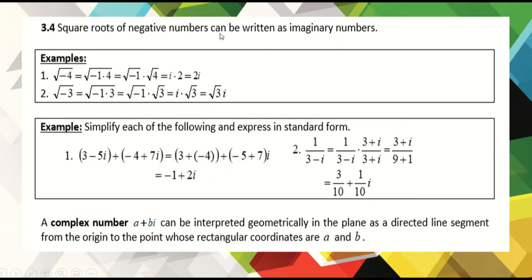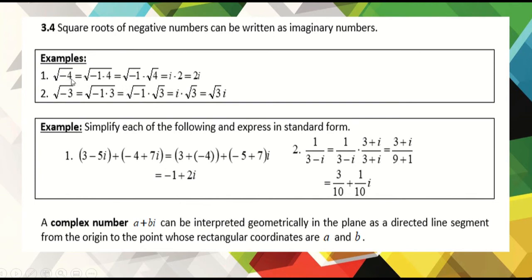Square roots of negative numbers can be written as imaginary numbers. So, we have here examples. Square root of negative 4. If you use a calculator, it can't simplify it, since we get a math error whenever there is a negative inside the square root. So, here's how to simplify it using imaginary numbers.